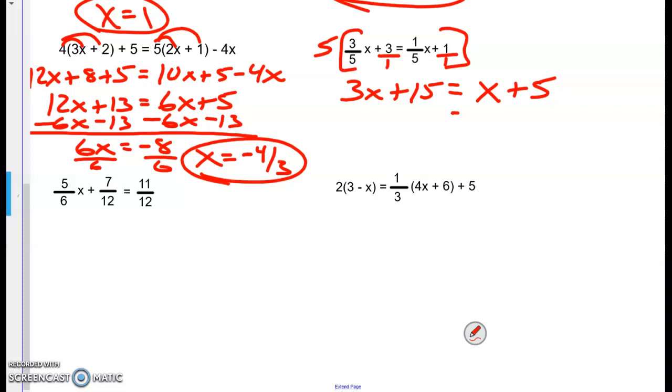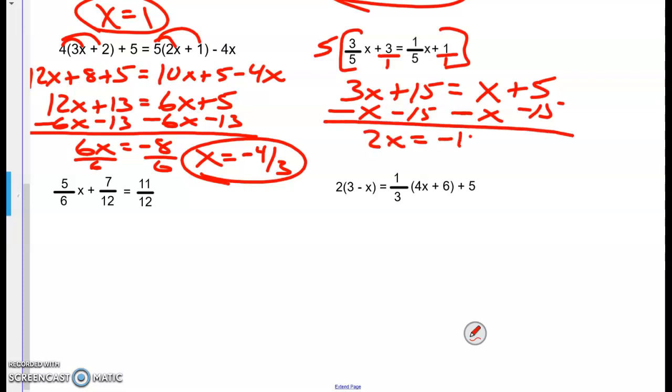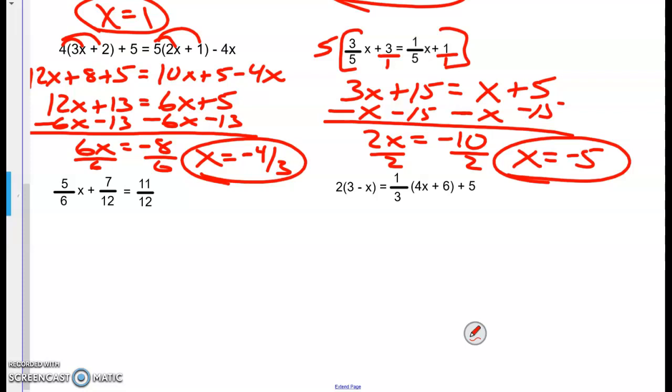And I'm going to solve as I've learned before. I'm going to subtract x on both sides. I'm going to subtract 15 on both sides. And I'm left with 2x equals a negative 10. We divide both sides by 2. And my answer is x equals a negative 5.